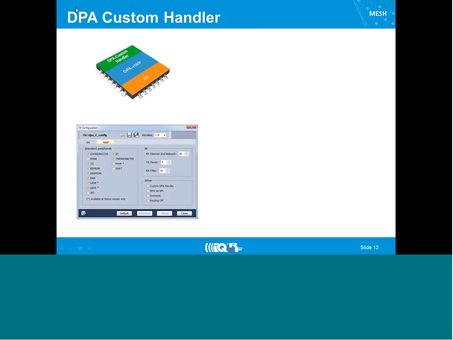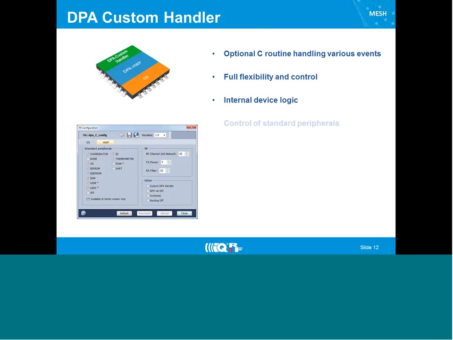So now a little bit more about the custom handler. As I said, there's a routine in C language. You can switch it on and off right here in the TR configuration, and very easily you write the routine. This gives you full flexibility and full control over the behavior of the module, right? So you are not tied to the functionality that we provide, but actually you can write any functionality, any logic that you want. You can control the standard peripherals through this, and you can also create your own peripherals, by the way. You can also do what is called peripheral virtualization.